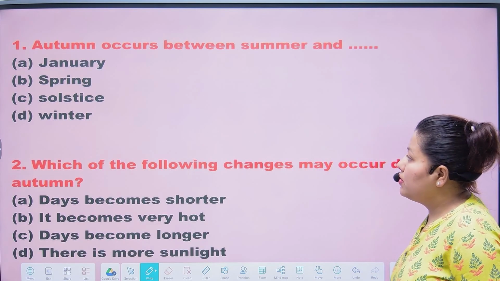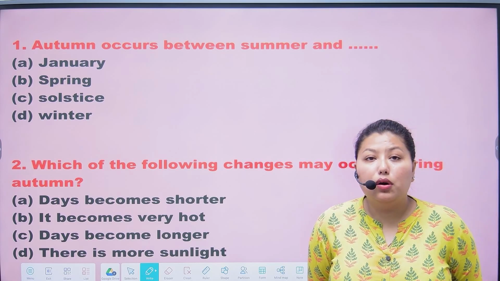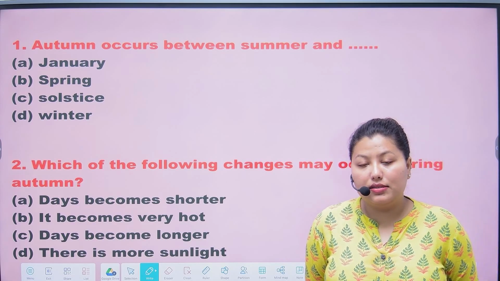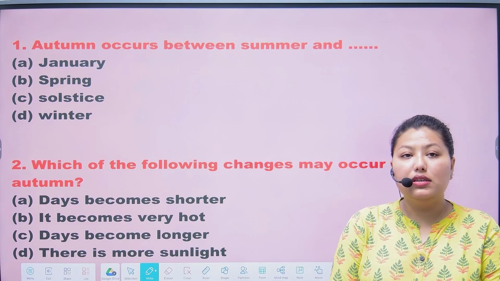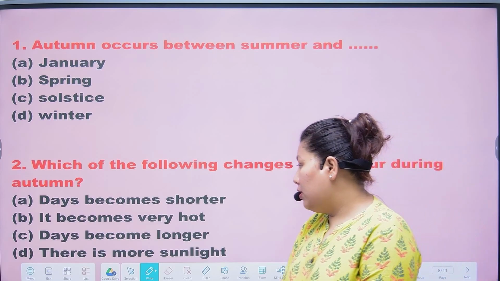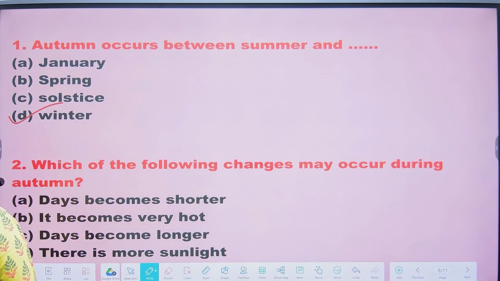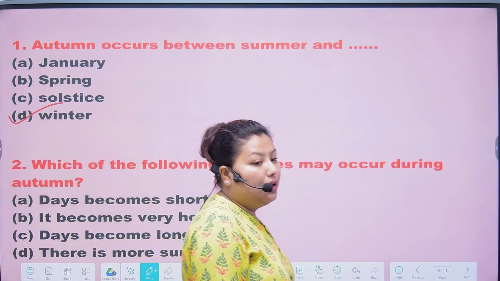The first question is: autumn occurs between summer and dash. So autumn occurs between summer and which season? Options are January, spring, solstice, winter. In the passage we learned that autumn occurs between summer and winter. So the correct answer is option number D.